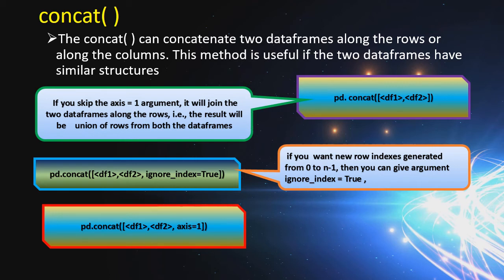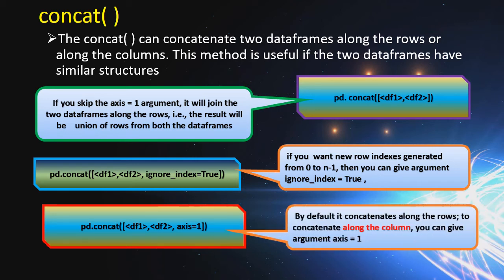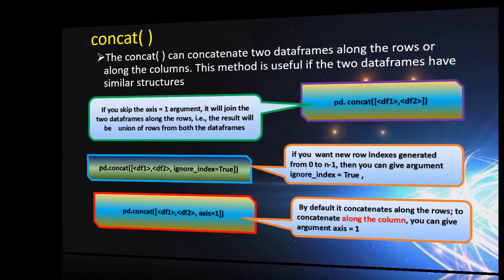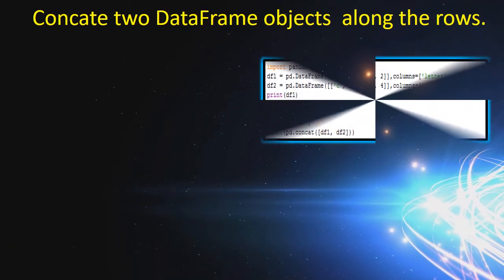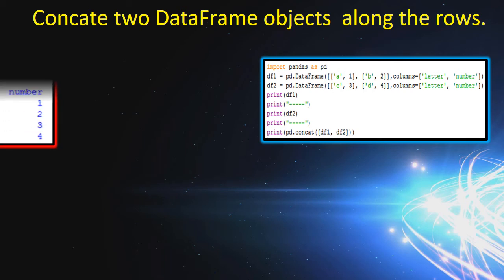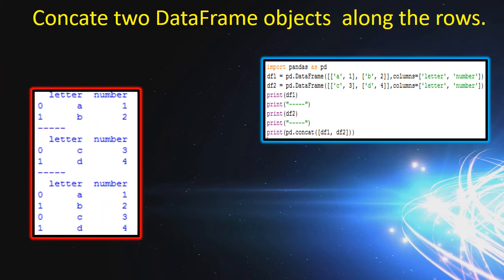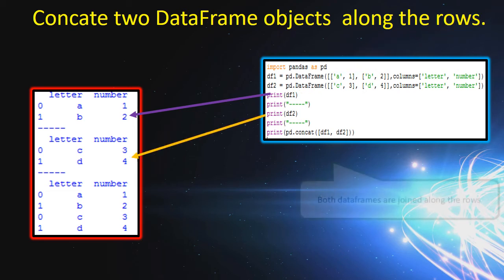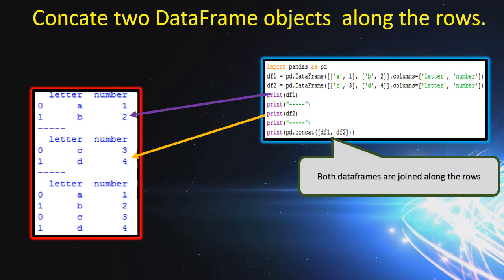And if you want to merge column wise, you have to use axis equal to 1. So column wise data will be merged. By default, axis equal to 0 means row wise data will be concatenated. So here are data frame 1 and data frame 2. Data frame 1 contains 2 rows and data frame 2 also contains 2 rows. Concatenate data frame 1 comma data frame 2.